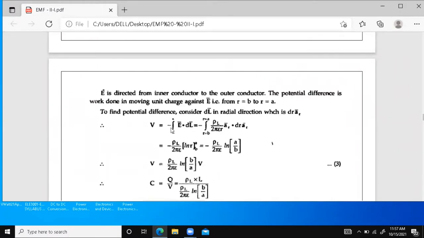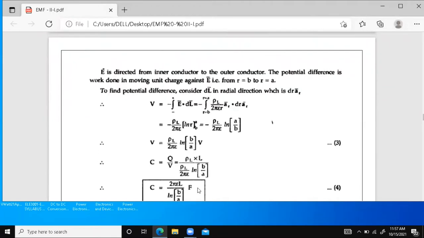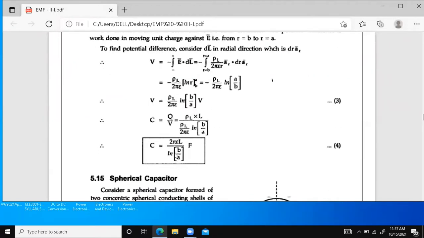Again, V is the integral of E dot dL. We already derived it. Here's the V between your conductors for a coaxial cable. So Q, which is rho L times L, over V gives you this. So your capacitance is this. There's nothing there that you don't know already. Just look at how the math is put together. And that is the capacitance of a coaxial cable.